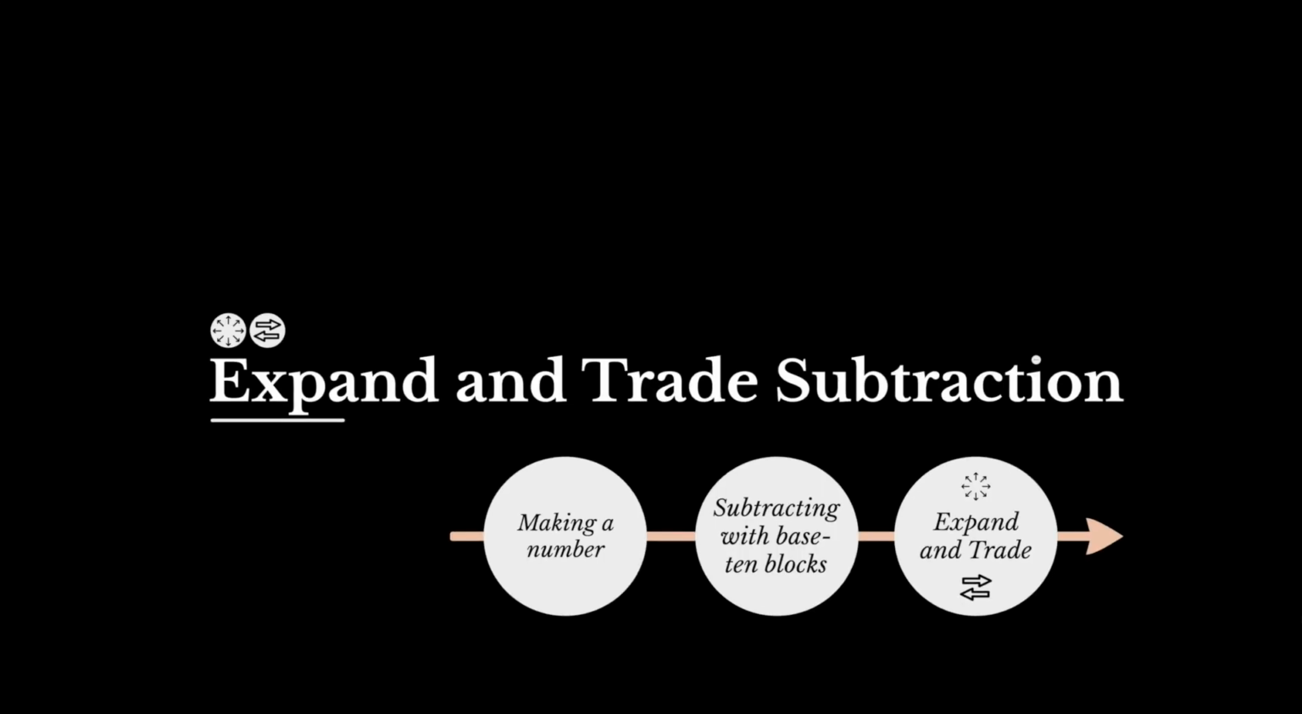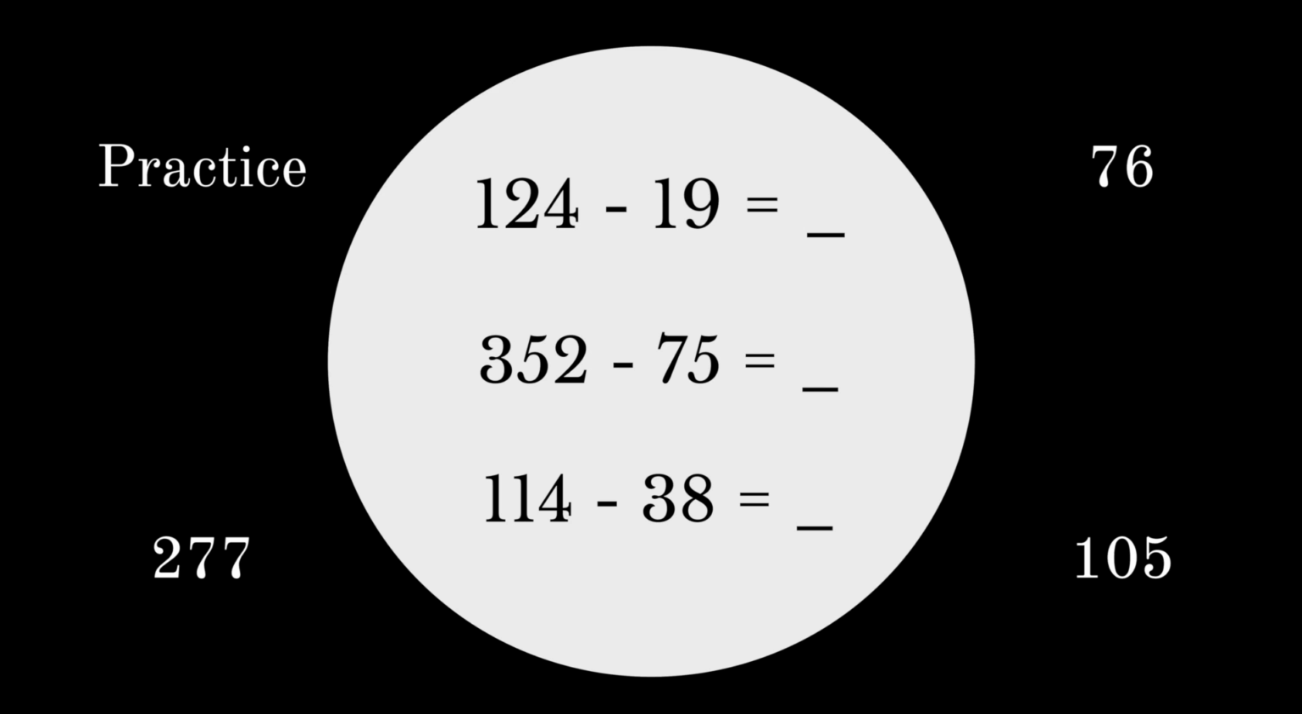Today, we thought a little bit about subtracting using base 10 blocks and then connecting that idea to using place value in our expand and trade subtraction method. Here are a couple questions you can try on your own. 124 minus 19, 352 minus 75, and 114 minus 38.